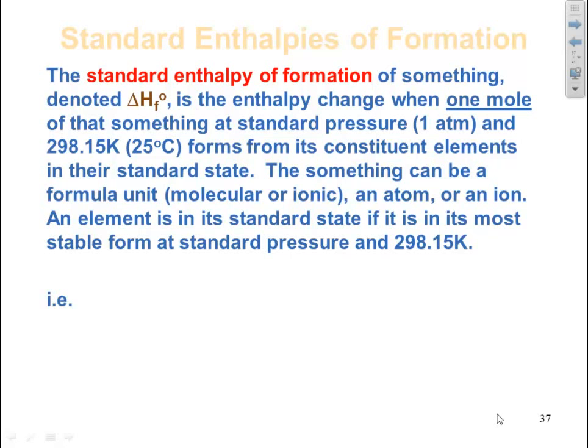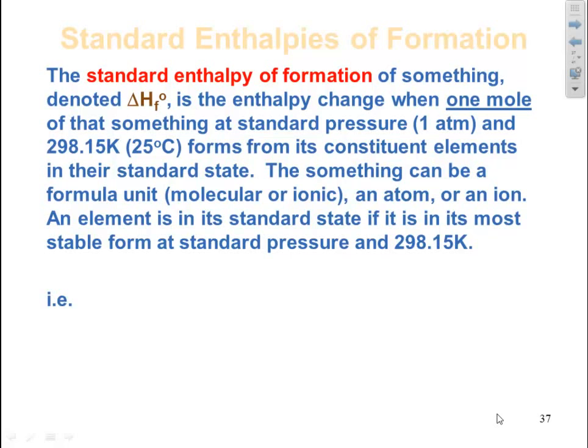An element is in its standard state if it is in its most stable form at standard pressure and 298 Kelvin. So if it's at 298 Kelvin in 1 atmosphere, meaning room temperature conditions, the elemental state, that's what makes up the species that is forming some product.